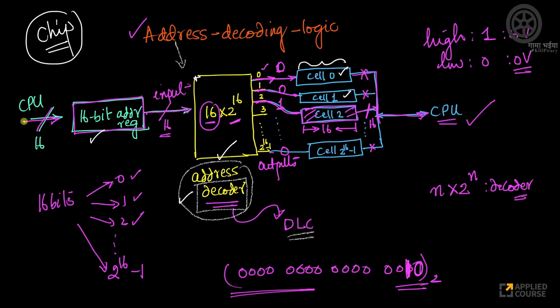There is an address register here. Whenever the CPU sends some address, it is stored here temporarily. And this is given as an input to the address decoder. The address decoder says which of these cells I should pick. And all the logic of deciding which of these cells to pick is done by the address decoder. Okay, that's a very important aspect.